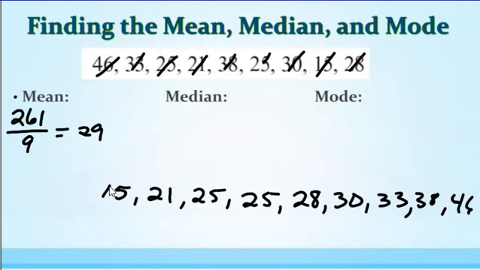The median, the middle number, again we have 9 numbers, we go to the 5th number, so 1, 2, 3, 4, 5, that gives us 28. And then the mode, the number that appears the most often. The only one that appears most often is 25 because we got two of them. So 25 would be our mode.